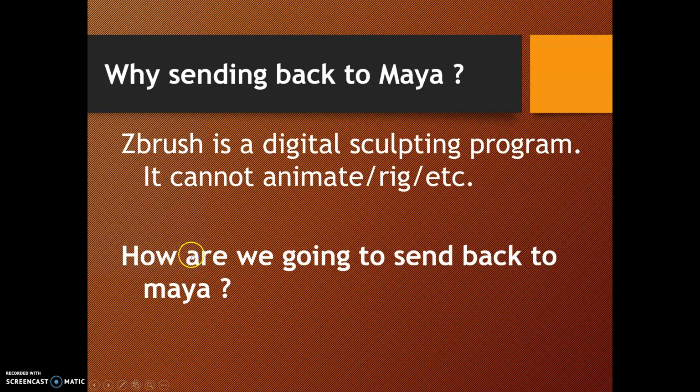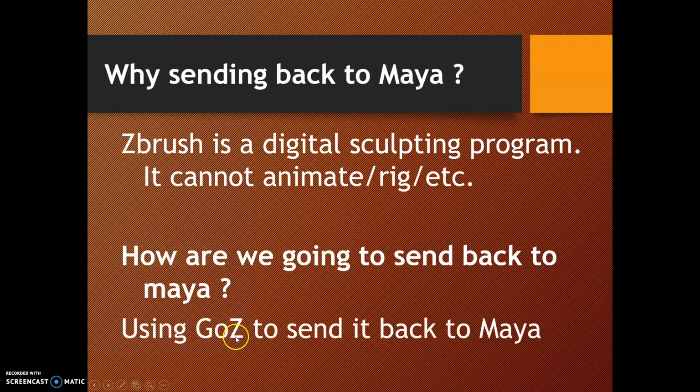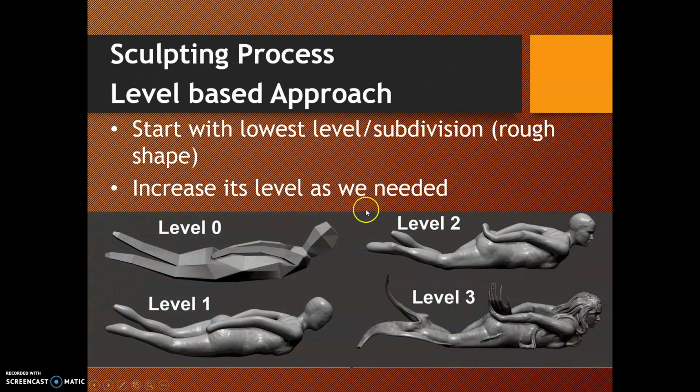So again, how are you going to send this back to Maya? Well, we're going to use the GoZ plugin. This plugin will allow you to send objects back and forth between Maya and ZBrush. This is just the sculpting approach. I've seen many students try to just jump to level 3 right away. I think it's incorrect.